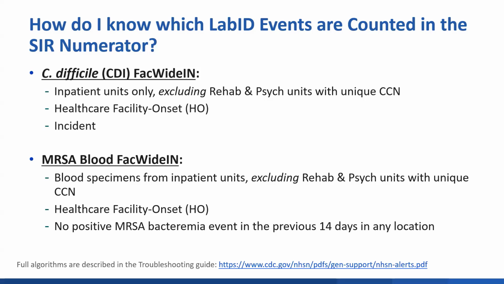So for CDI, for the numerator, the only events that are counted are events that are reported in inpatient locations, excluding CMS certified IRF and IPF units. They should be categorized as healthcare facility onset, and they will be categorized as incident. And then for MRSA bacteremia, it would be events that are blood specimens from inpatient units, excluding CMS certified units, healthcare facility onset, and there's a deduplication algorithm for the previous 14 days that's used for MRSA.